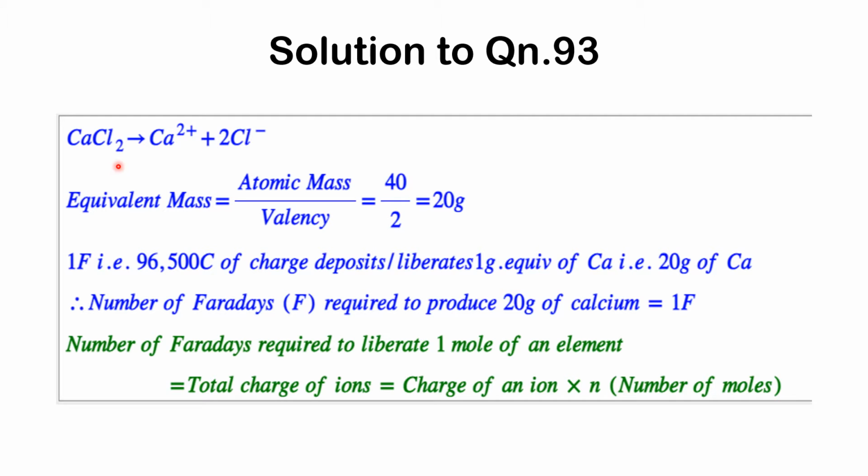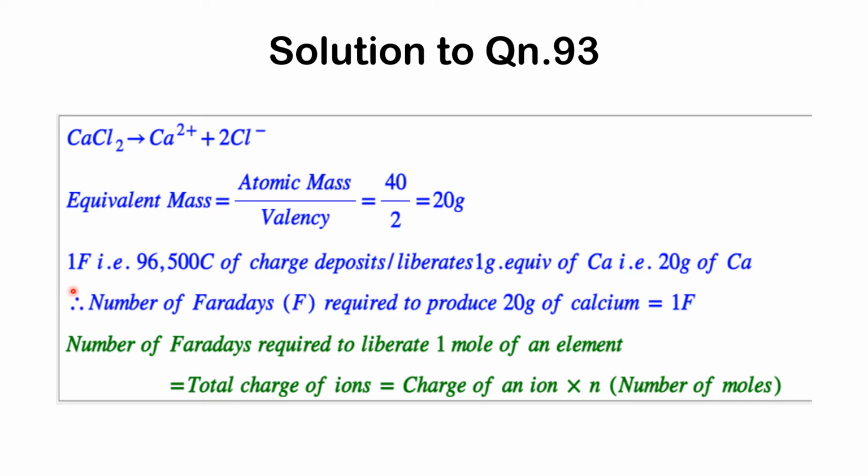Calcium chloride on decomposition forms a calcium ion Ca2 plus and two chloride ions Cl minus. How do I find out equivalent mass? It's equal to atomic mass divided by valency. Calcium atomic mass is 40, its valency is 2, so when I divide I get 20 gram. So the equivalent mass of calcium is 20 gram.